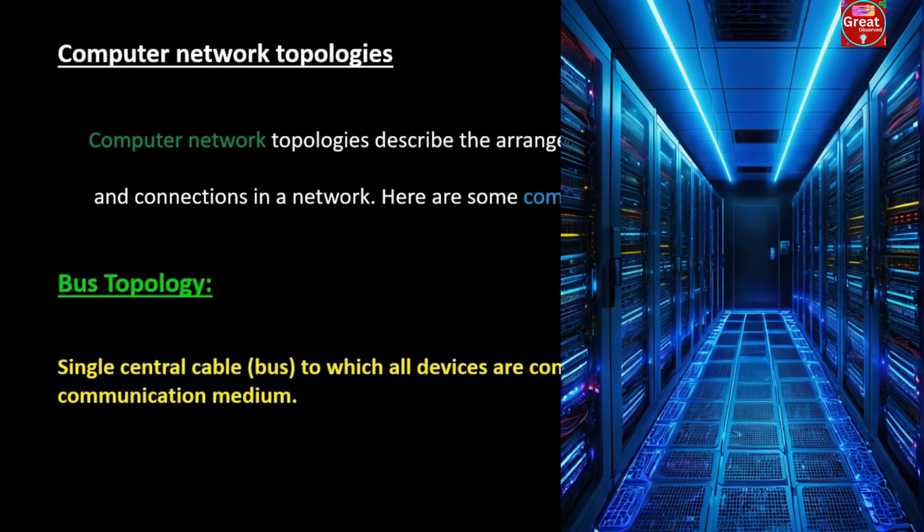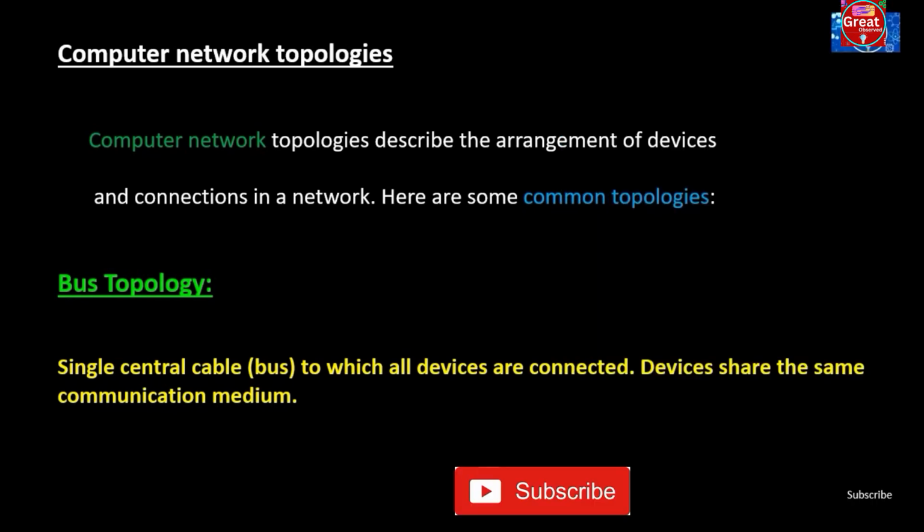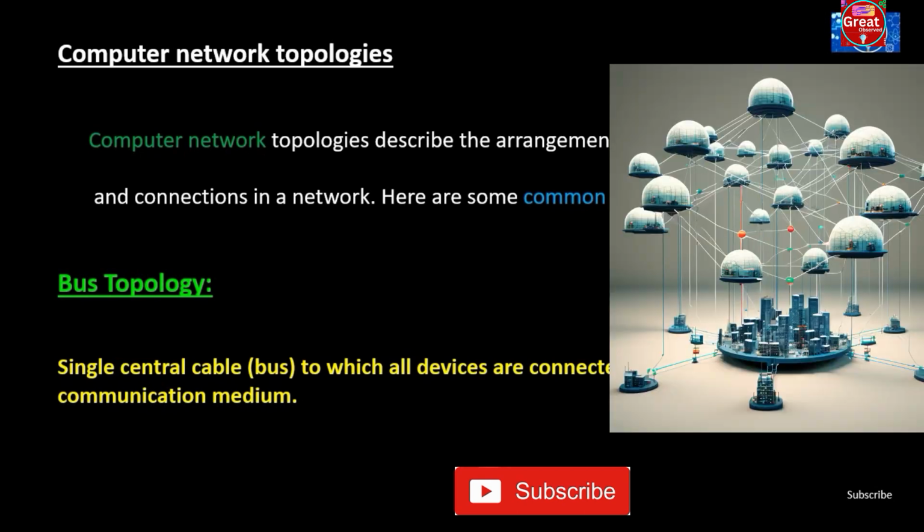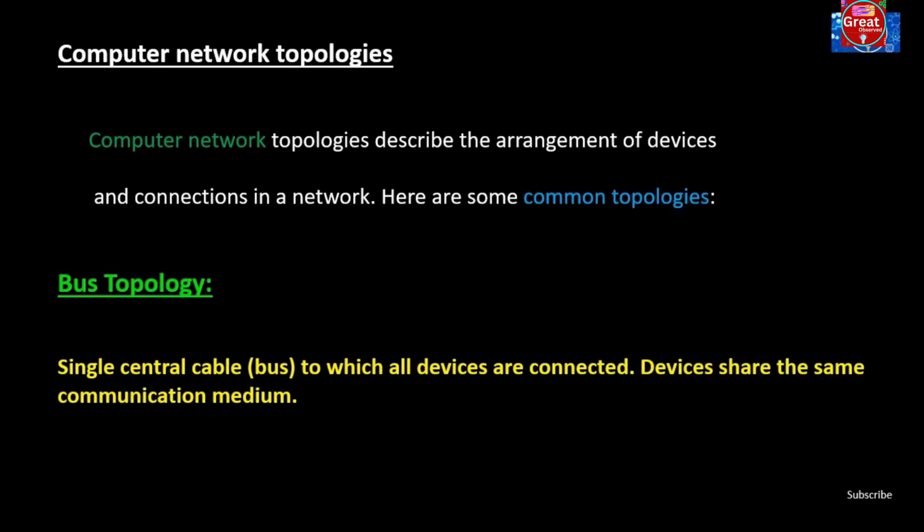Computer network topologies. Computer network topologies describe the arrangement of devices and connections in a network. Here are some common topologies. Bus topology: a single central cable, or bus, to which all devices are connected. Devices share the same communication medium.